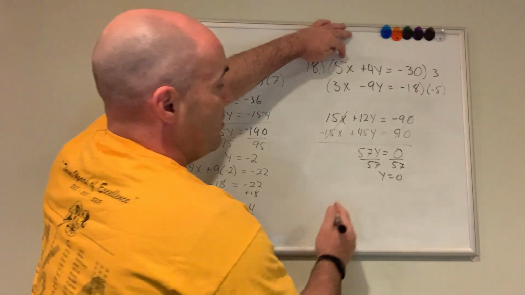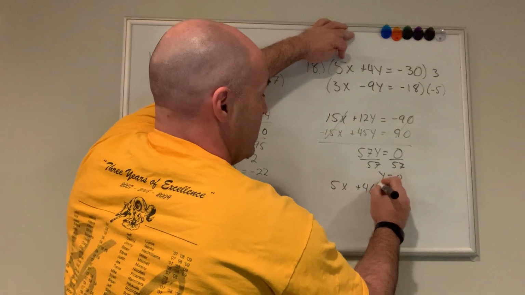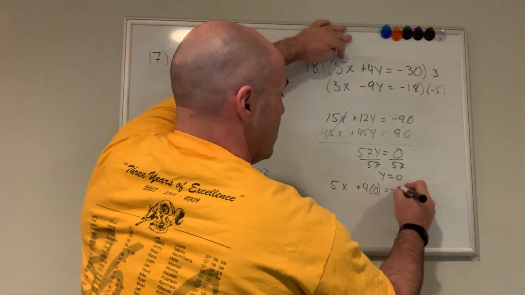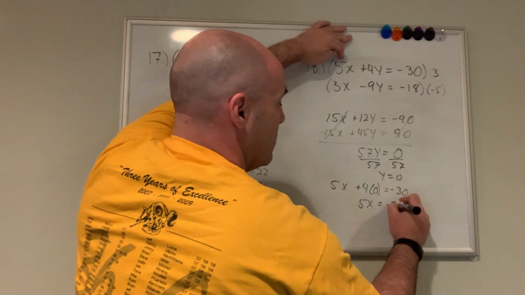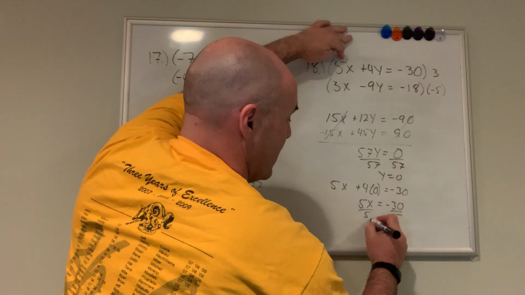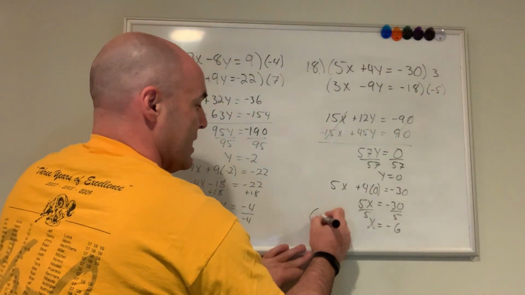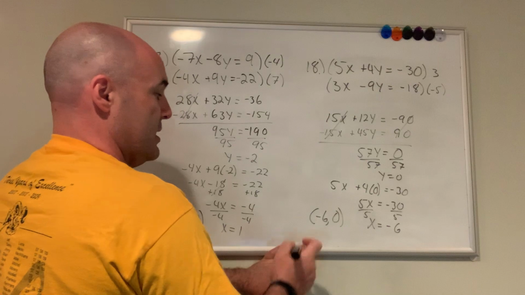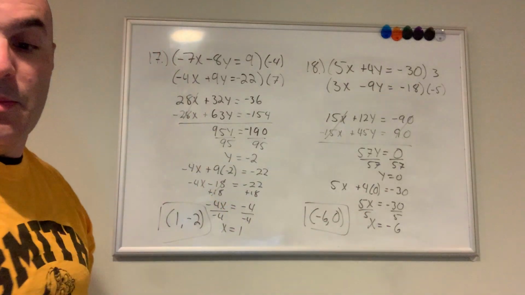Let's go up to the top equation. We've got 5x plus 4 times 0, which of course is just 0. So we have 5x equals negative 30. Divide both sides by 5, and x is negative 6. So x is negative 6, y is 0, and that's going to be the solution for number 18.